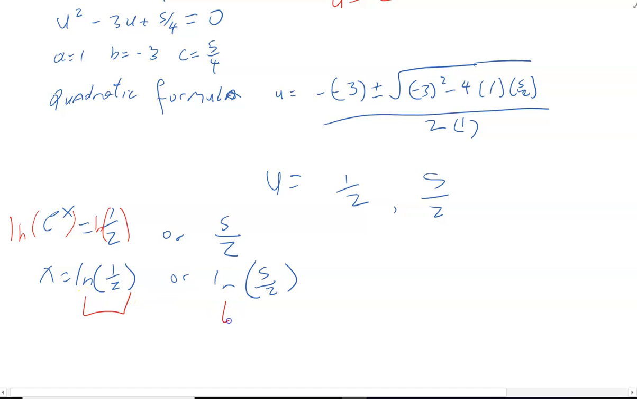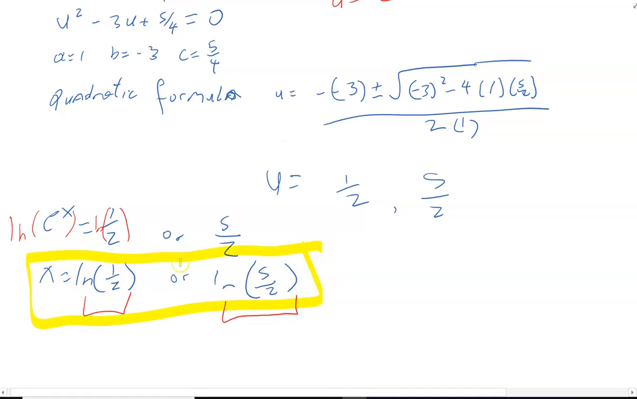Both of these are good solutions because the arguments are not 0 or negative. Okay, so both of these are correct solutions: ln of 1/2 and ln of 5. Okay, let's continue.